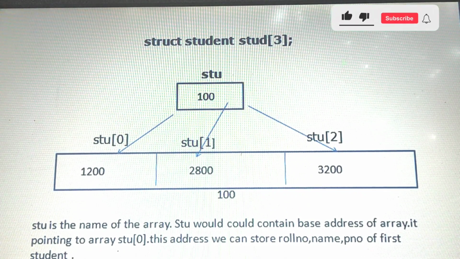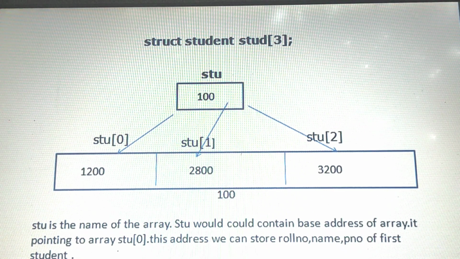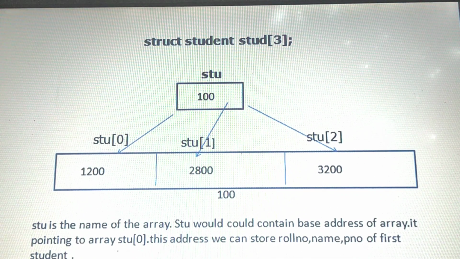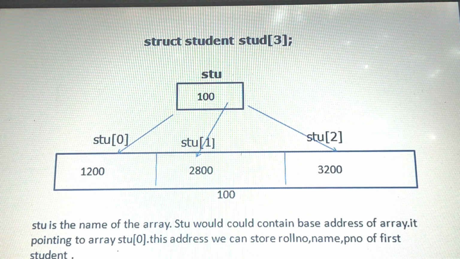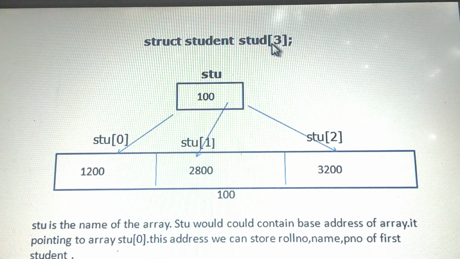When information has different variables, that time we need structures. Why we need array of structures? When the quantity of information is very large, that time we need array of structures. For understanding purposes, here I am taking 3 students. How to declare the array of structure? Struct student stud is the name of the array of 3 elements you have taken.